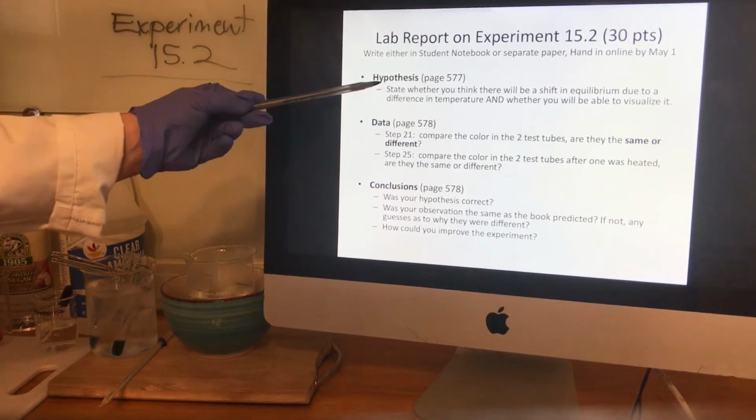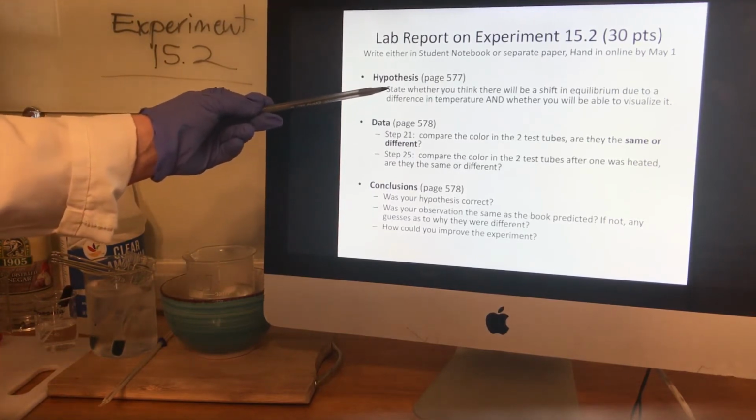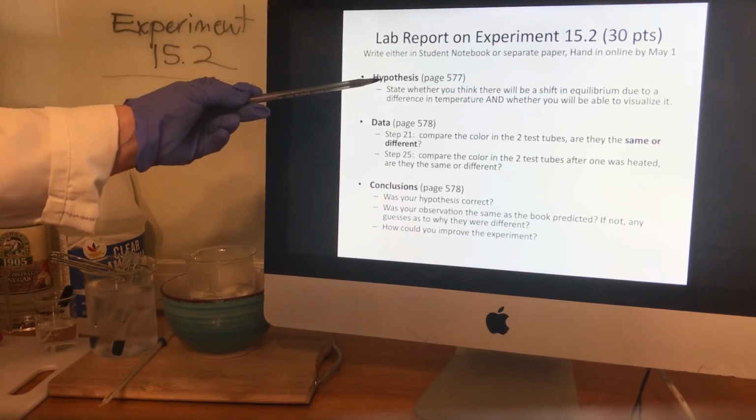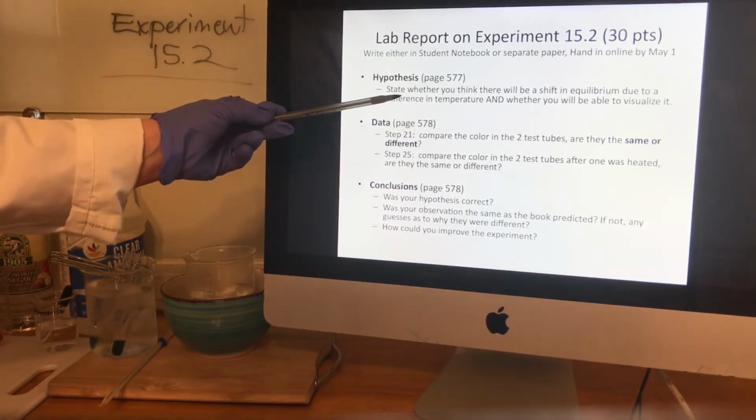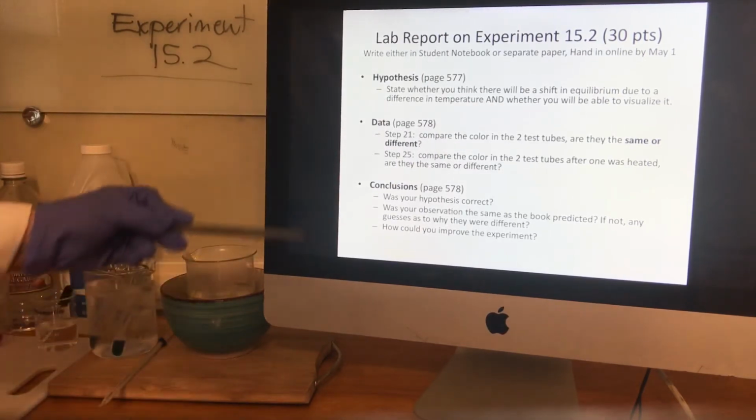So we're going to take a moment in just a couple of minutes to write a hypothesis. You can use page 577. In your hypothesis, you want to state whether you think there will be a shift in equilibrium due to the difference in the temperature, and whether or not you'll be able to visualize it.